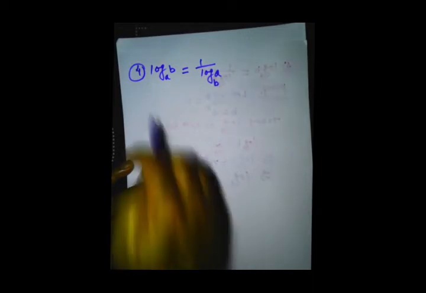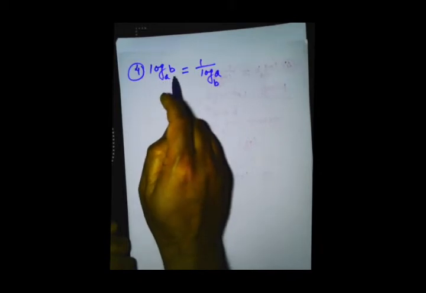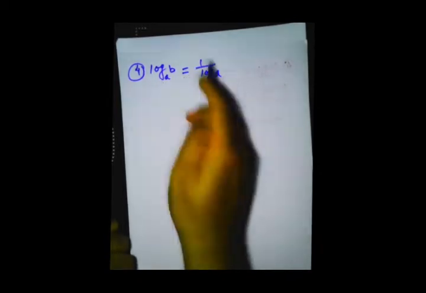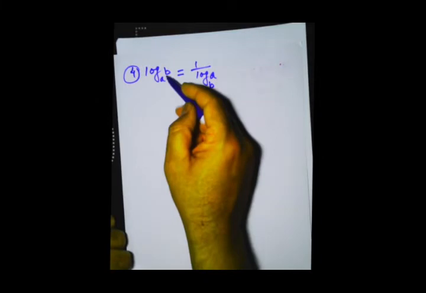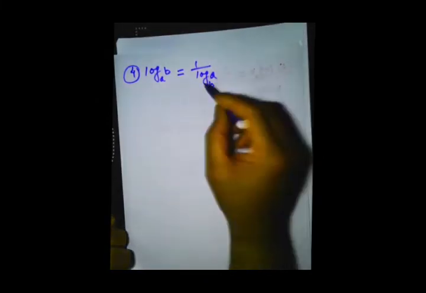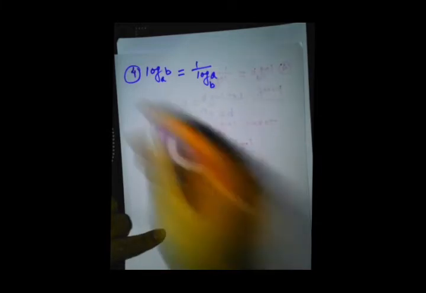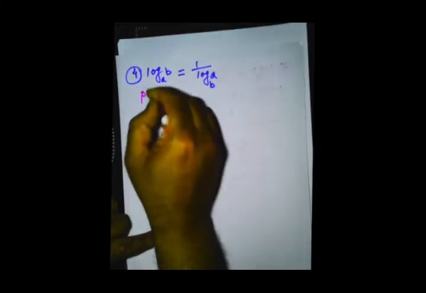Now just have a look at this equation. So log base a of b, when it has been made reciprocal, then what happens? The base and the number positions have interchanged. So this is also one of the laws of logarithm, and that may be termed the reciprocal law of logarithm. If you are interested to prove it, you can do so also.